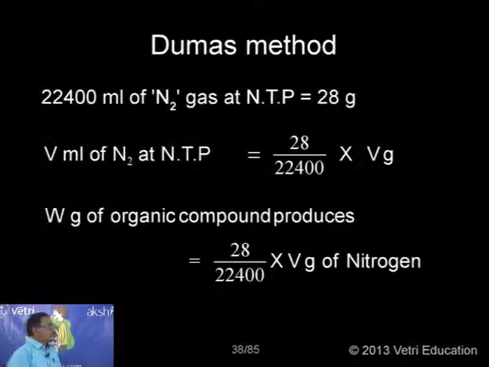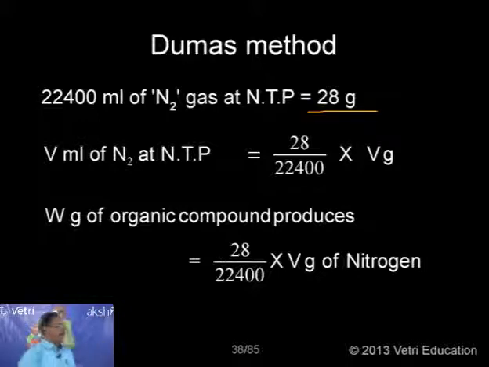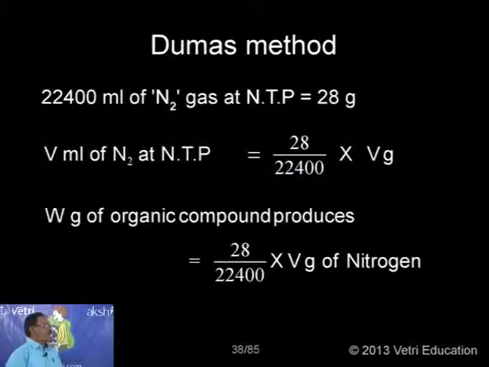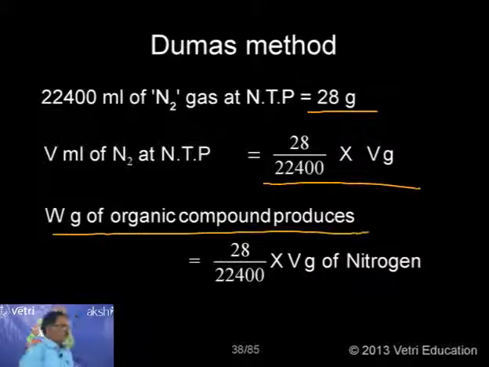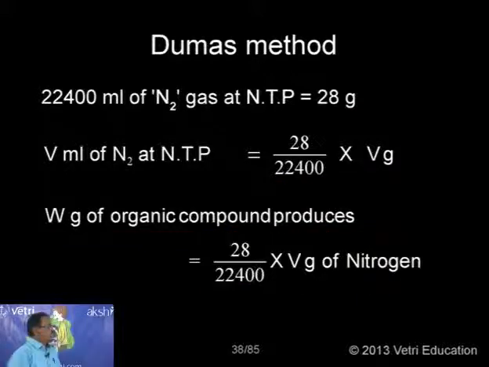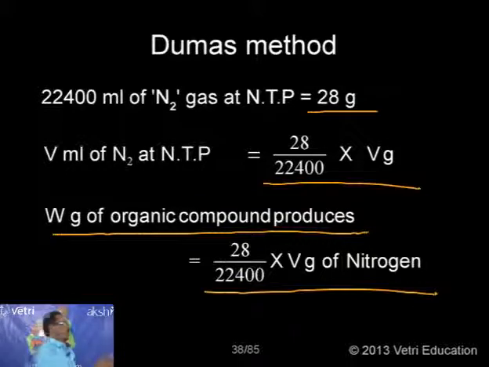So 22,400 ml of N2 gas at NTP contains 28 gram. V ml of N2 gas at NTP contains 28 divided by 22,400 into V. So W grams of organic compound we have used produce 28 divided by 22,400 into V grams of nitrogen.